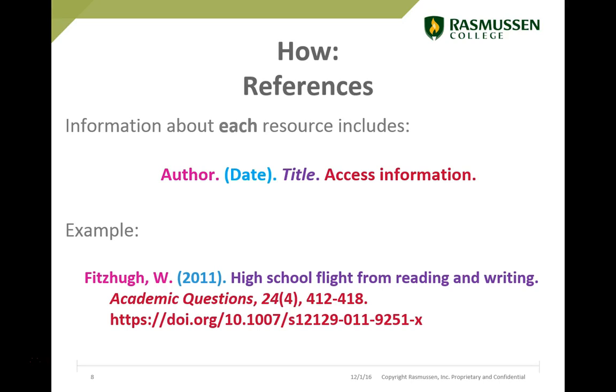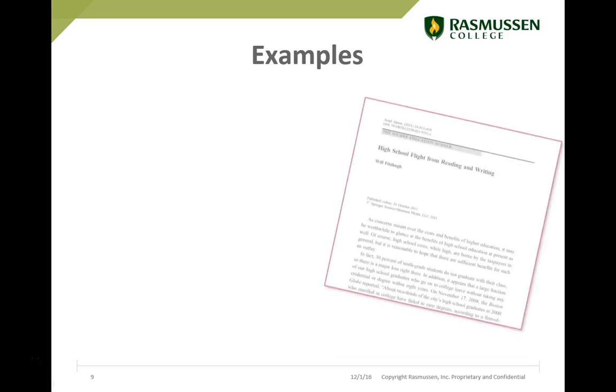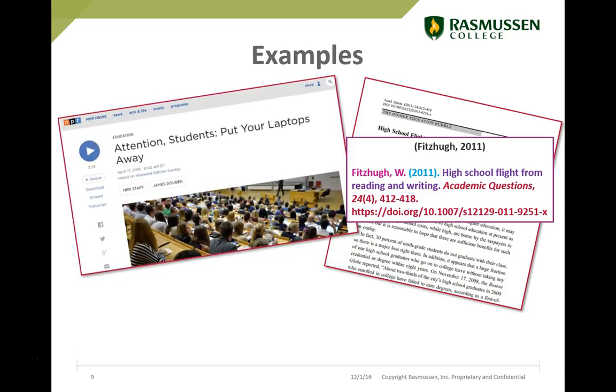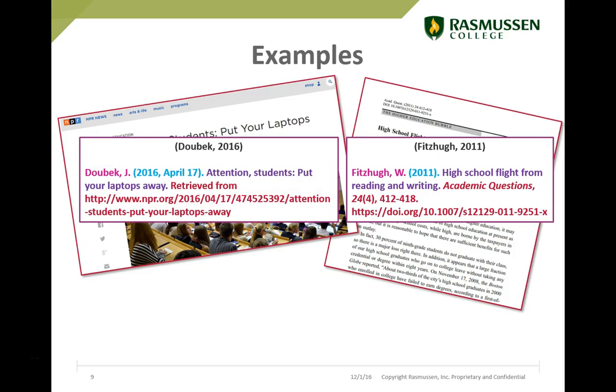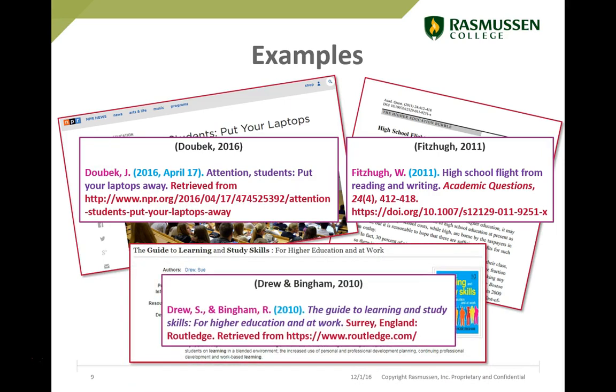Let's look at our 3 resources again and see what their in-text citations and references look like. First is our journal article. Here is the in-text citation and reference for this article. Note, when using a direct quote, your in-text citation will also include a page number or paragraph number. Here's our website and the matching in-text citation and reference. And finally, our ebook from a database. Notice that the references all look a little bit different, but they still follow the same formula.